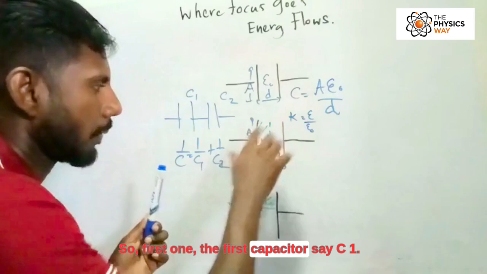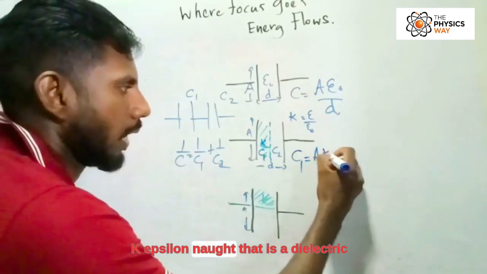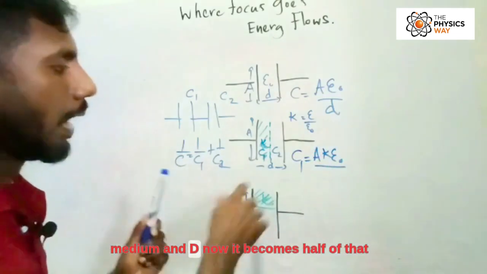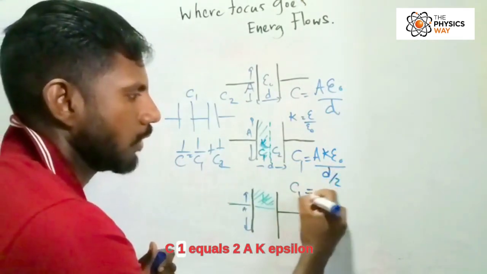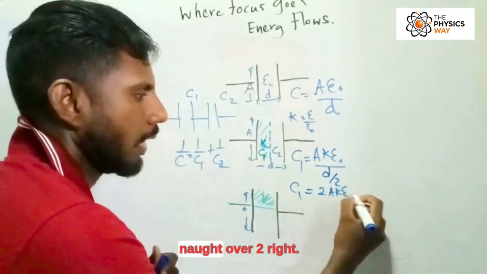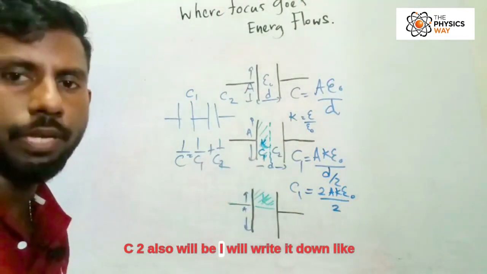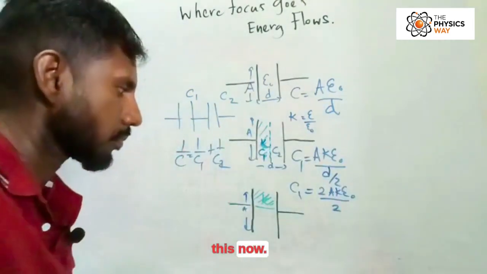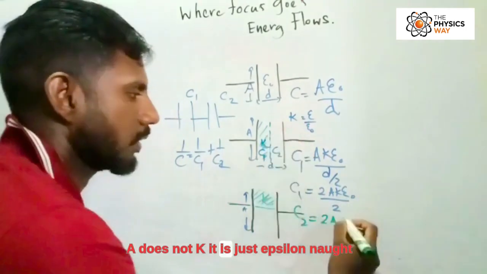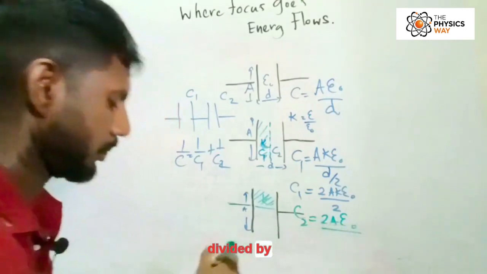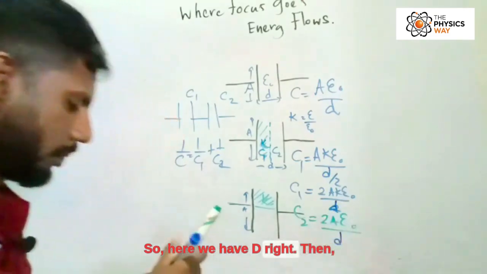So the first capacitor, say C1, is equal to A, no change, K epsilon naught, that's the dielectric medium, and D now becomes half of that value, so it's D over 2. So C1 equals 2AK epsilon naught over D. In the very same method, C2 will be 2A, there's no K, just epsilon naught, divided by D. Here we have D, right?